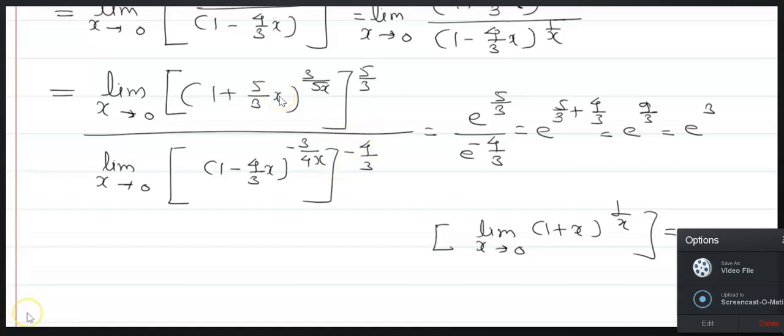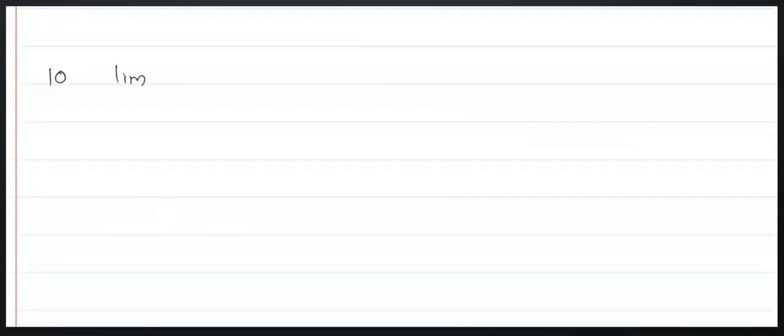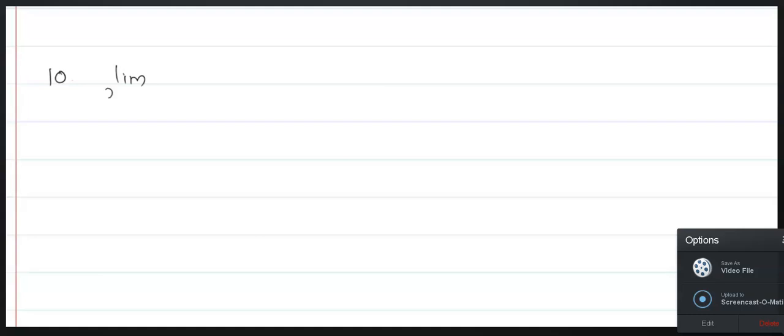The value of this limit is e raised to 5 by 3 and e raised to minus 4 upon 3. Add this, e raised to 5 by 3 plus 4 by 3. That is 9 by 3, which is e raised to 3. By using this formula, as limit x tends to 0, 1 plus x bracket raised to 1 upon x, the value is e raised to 3. Now see this again.